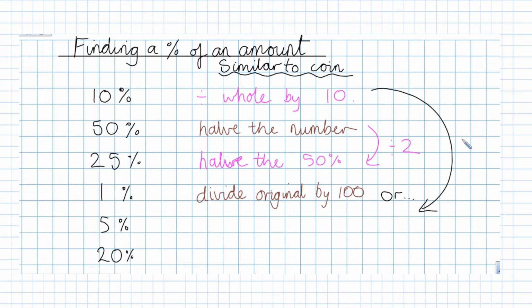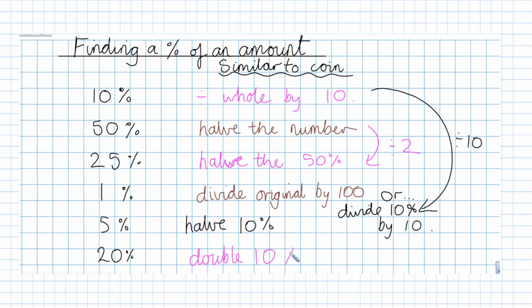Or you can actually divide the 10% by 10 to give you 1%. I wonder if you can remember what we do to 10% to find 5%. So we're going to halve the 10% to give us 5%. And then we're going to double the 10% to give us 20%. Also, 20% is equivalent to a fifth. So you could divide the original quantity by 5.